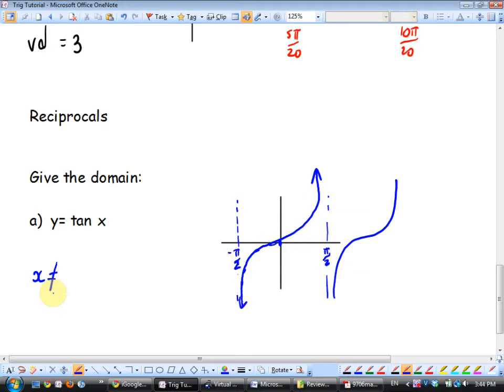Not equal to what? Where's my first hole? Where's my first asymptote? Where's the first location where tangent doesn't exist? And then they occur every so often. How often? Well, how far apart are these two? Exactly pi. That's why I memorized that picture. It tells me they're pi apart. It's going to be pi over 2 plus multiples of pi where n is an integer.